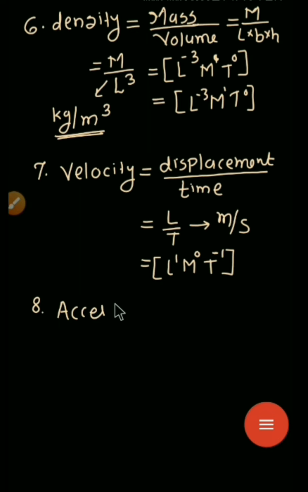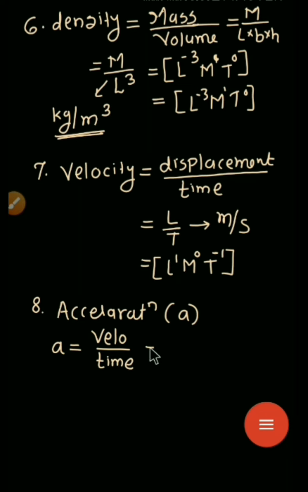Next physical quantity we will take, that is acceleration. Okay, now acceleration is denoted by what? a. क्या होता है acceleration? Acceleration is actually change in velocity per unit time होता है. So here we'll directly write velocity upon time.